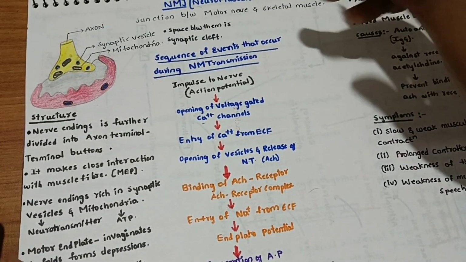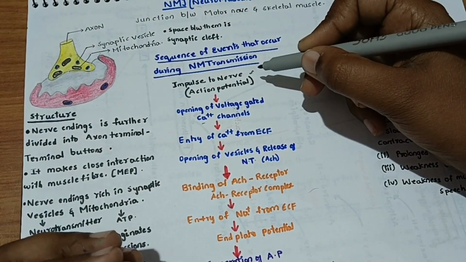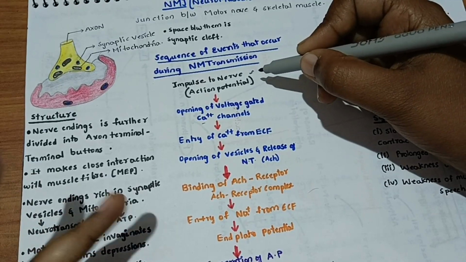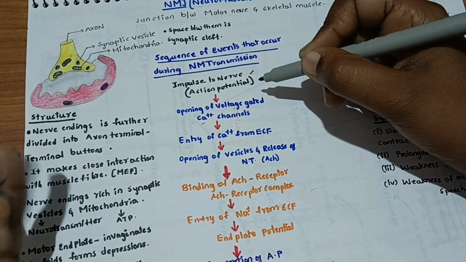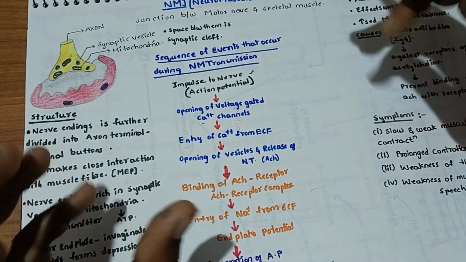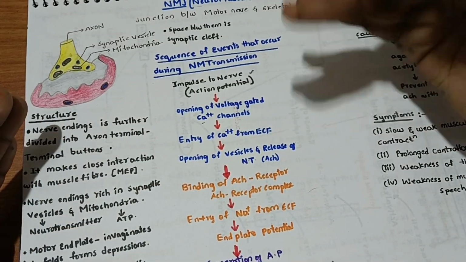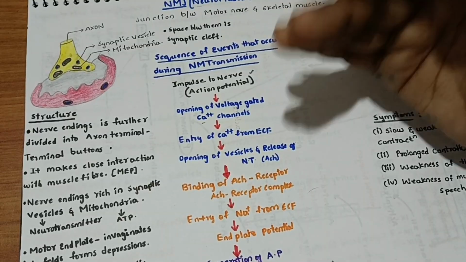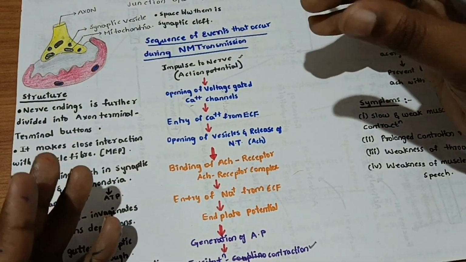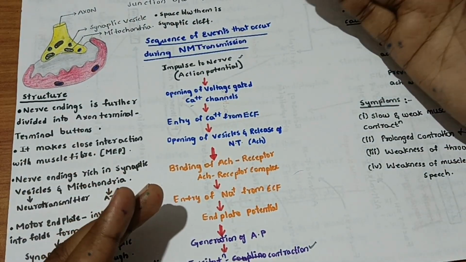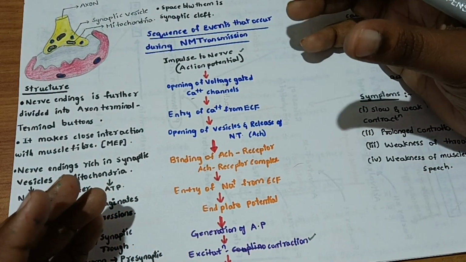Once again, whenever the impulse comes, the nerve gets stimulated and there is immediate generation of action potential. Immediately the voltage gated calcium channels open, and calcium enters the neuroterminals from the extracellular fluid. That calcium makes the vesicles open and release neurotransmitters like acetylcholine, which binds with the receptors of the motor end plate.